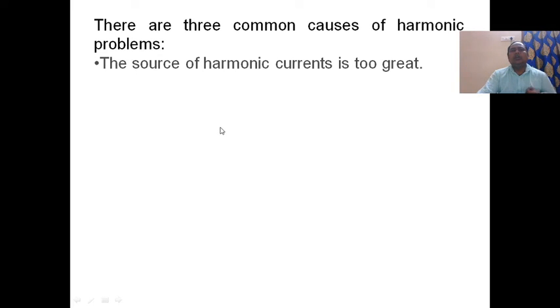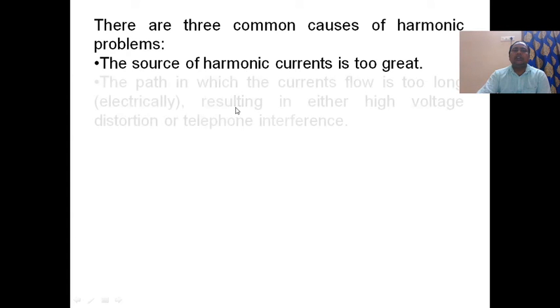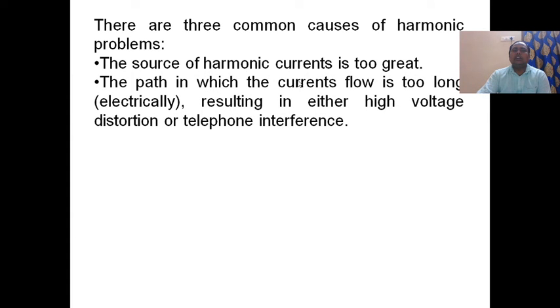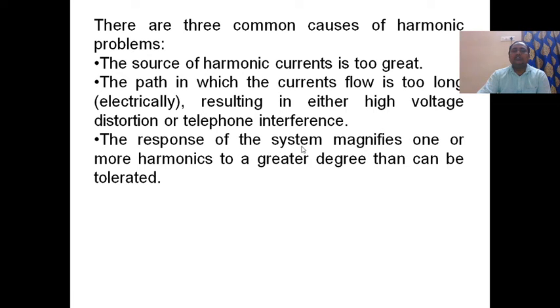There are three common causes of harmonic problems. The source of harmonic current is too great. The path in which the current flows is too long, resulting in either high voltage distortion or telephone interference. Third one is the response of the system magnifies one or more harmonics to a greater degree than can be tolerated.